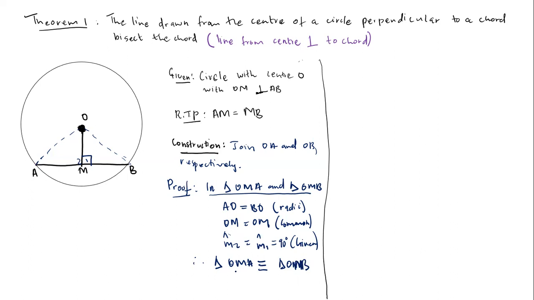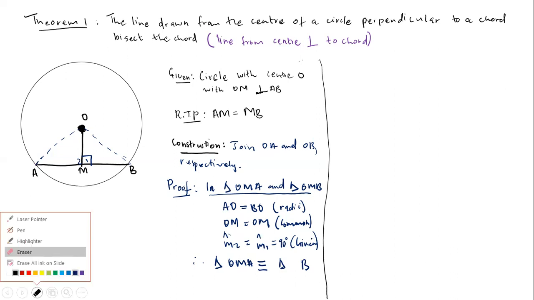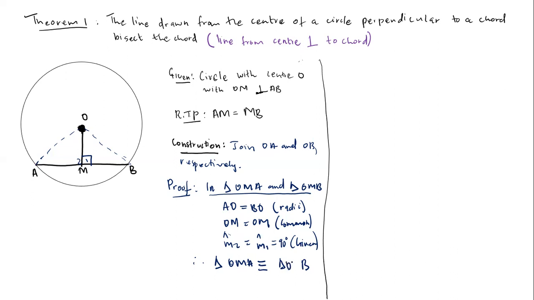So triangle OMA is congruent to triangle OMB. Let me just rewrite this properly. So here we have M. Let me just, where's my pen? There is the blue one, all right. So OMB. Now these two triangles, we say they are congruent.